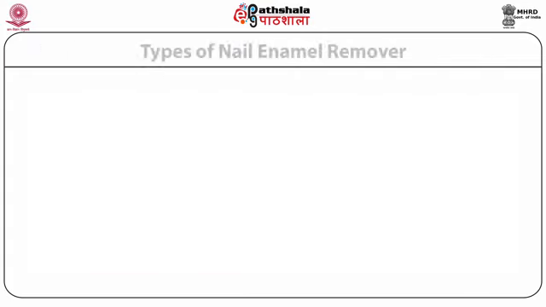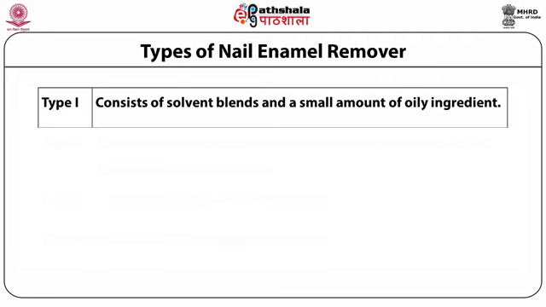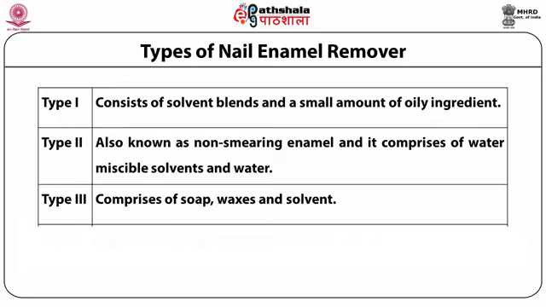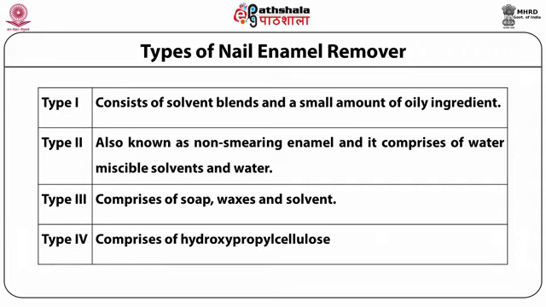Types of nail enamel remover. The nail enamel removers are classified into 4 types depending upon their composition. Type 1 consists of solvent blends and a small amount of oily ingredient. Type 2, also known as non-smearing enamel remover, consists of water miscible solvents and water. Type 3 consists of soap, waxes and solvents. And type 4 consists of hydroxypropyl cellulose.